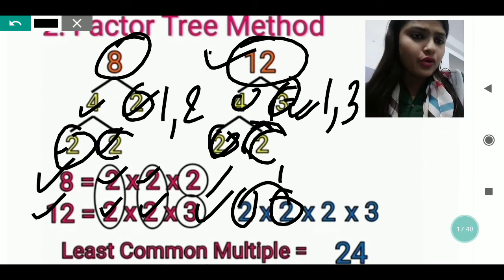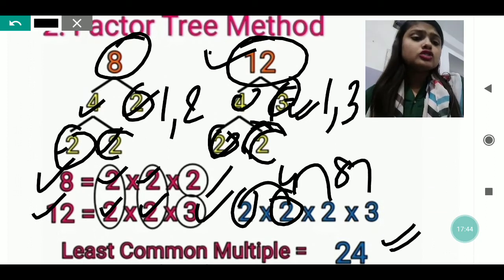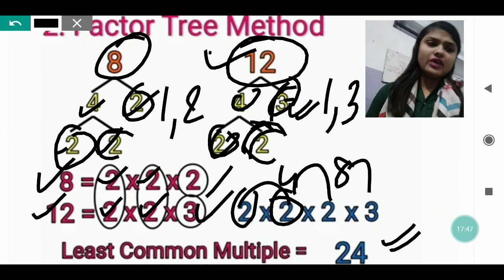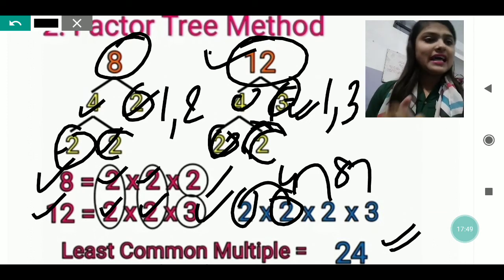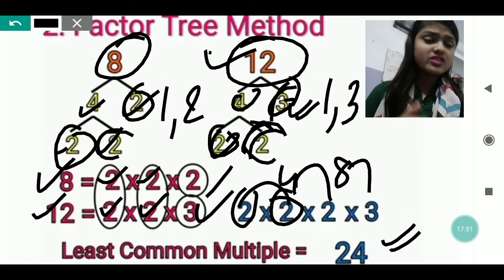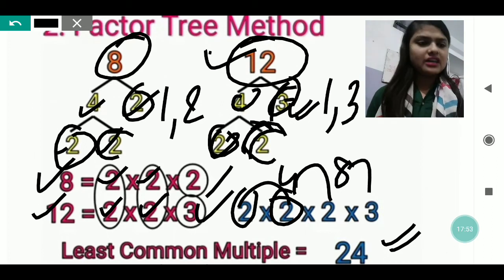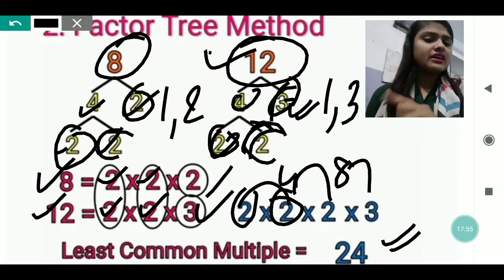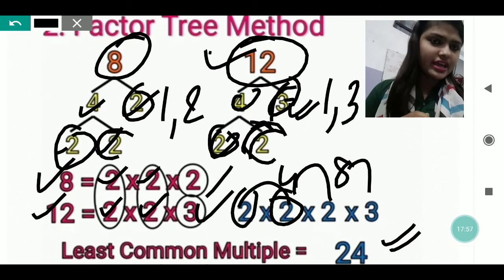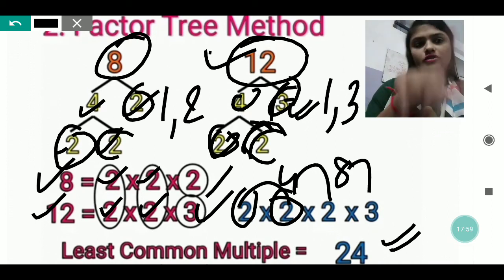2 into 2 is 4, 4 into 2 is 8, and 8 into 3 is 24. So what is the LCM of 8 and 12? The LCM of 8 and 12 is 24, which we have got in the listing method also. Okay, in the listing method also you have got 24, and in the factor tree method also you have got the same.